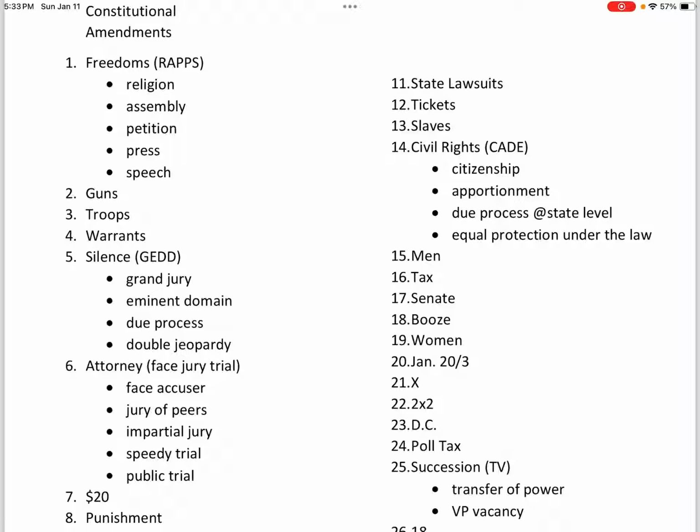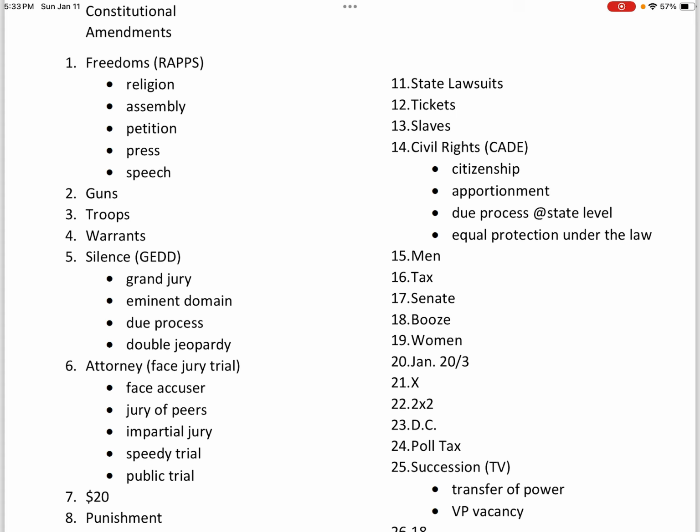Number 18 is booze. This was during the time of Prohibition. It outlawed the manufacture, sale, and transport of alcoholic beverages. What it didn't outlaw was the consumption. This is where we see bootleggers coming into effect. We see speakeasies happening to try to get around the amendment outlawing alcohol in the United States. It passed in 1917. It was not ratified until 1919. Eventually, we'll see this is the only amendment that is actually repealed.